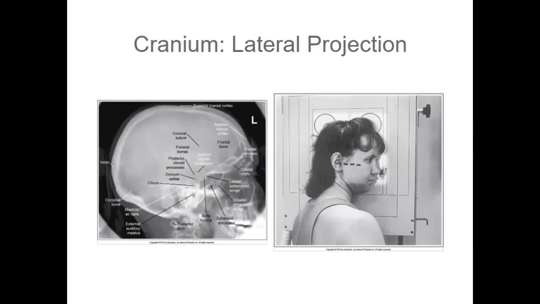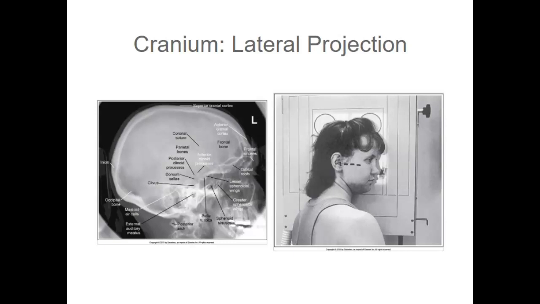So let's just talk about a few positioning landmarks and central ray angulation that we need to establish. When positioning for the lateral projection, you want to make sure there's no head tilting. So you want to make sure that your interpupillary line is perpendicular with the IR. You're also going to adjust the chin as needed to bring the IOML perpendicular to the front edge of the IR.